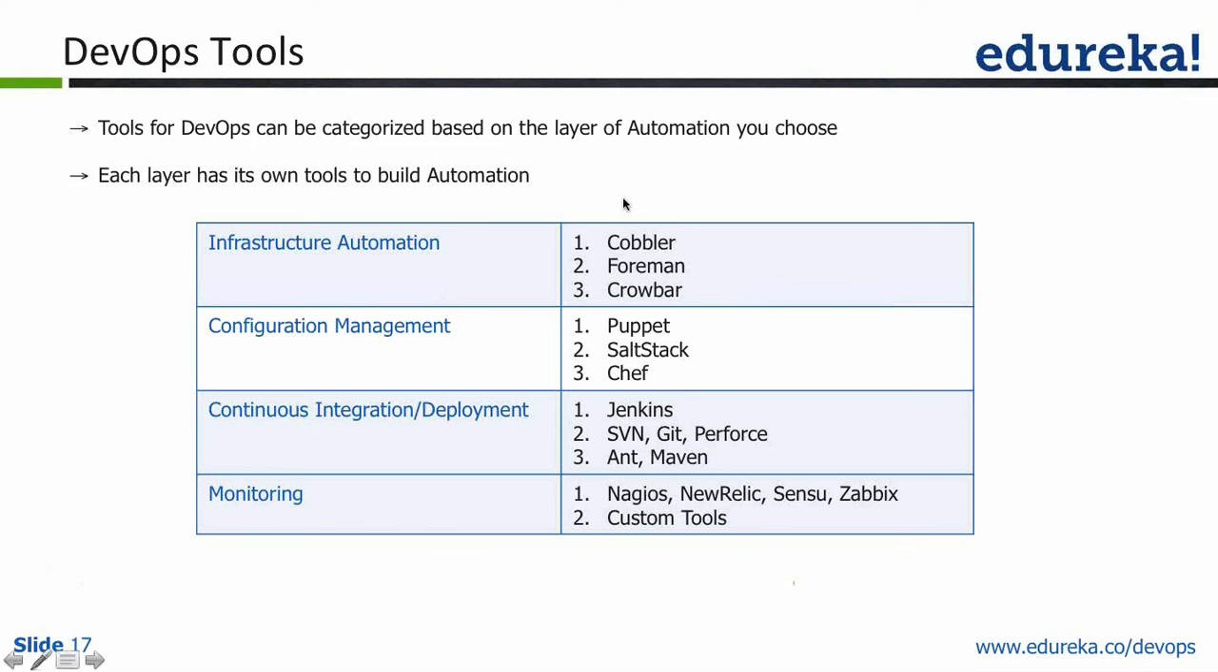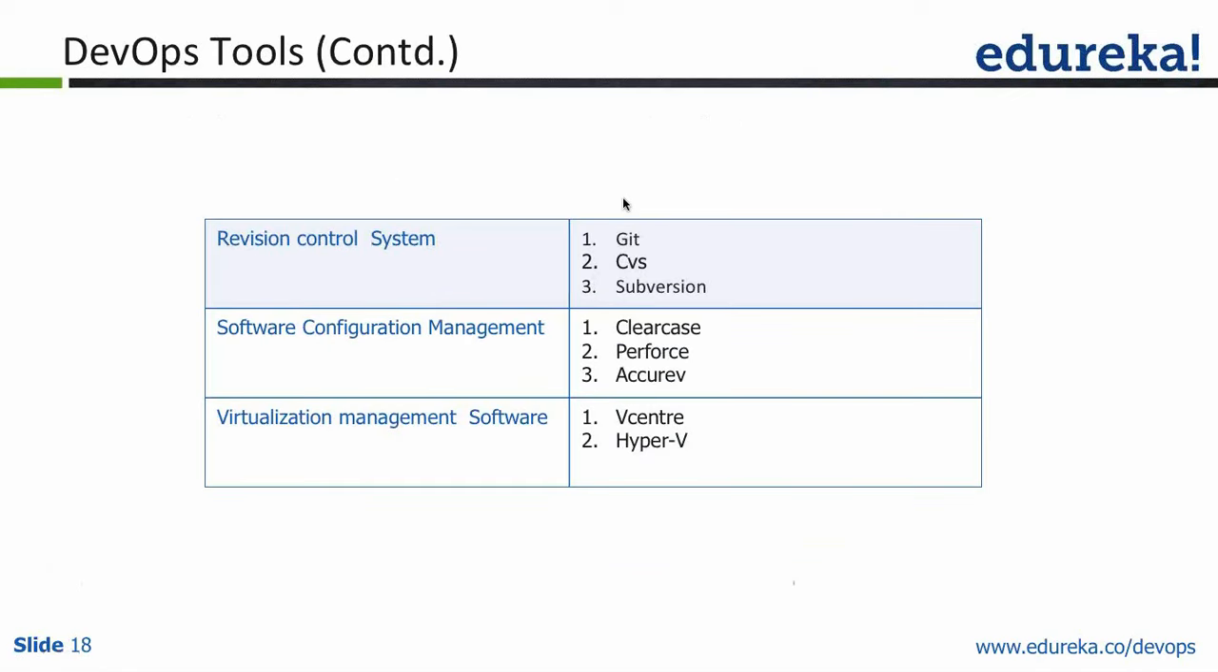Moving on to the next one, which again talks about the revision control system. I think briefly we talked about Git, CVS, or Subversion being available for your version control or revision control system. For software configuration management, you have ClearCase, Perforce, Accurev, and many other tools available. For virtualization, you have Hyper-V, vCenter, and many other tools to have a virtualized environment set up in your organization.